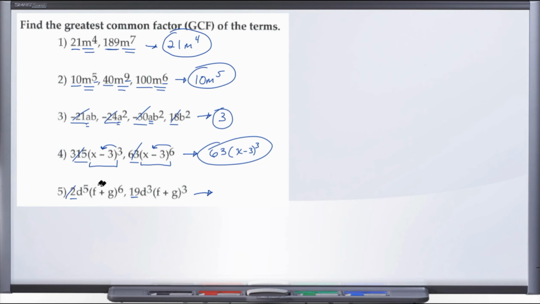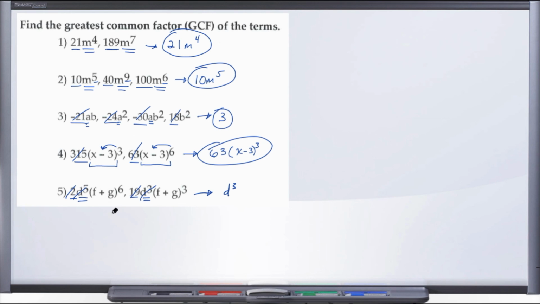All right, so we've dealt with our coefficients. Let's move on and take a look at the next variable here, and we have d to the 5th and d to the 3rd. Well, they have like bases, right? They're both d's, and so which exponent is smaller, 3 or 5? Well, 3 is obviously smaller than 5, and so we'll take out a d to the 3rd, and now we can say that we're done with that d.